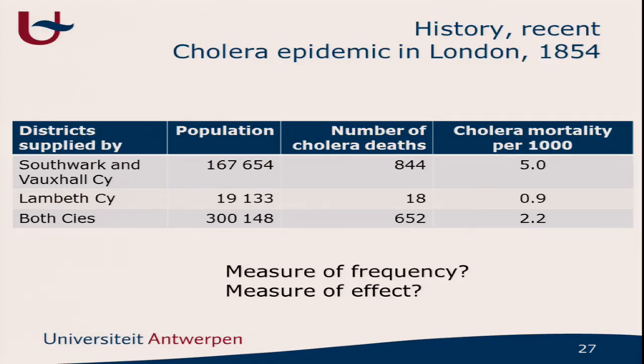It's very straightforward, and I would say more intuitive. It's one of the first times that someone gave me that reply. 4.1 per 1,000. If you compare the ones with the Southwark and Vauxhall Company, the districts with the districts only Lambert Company.